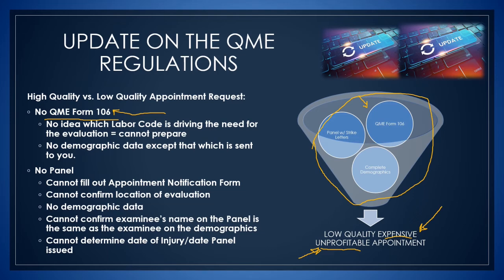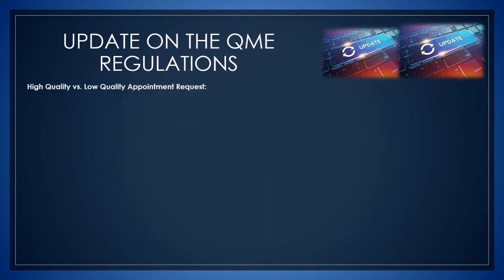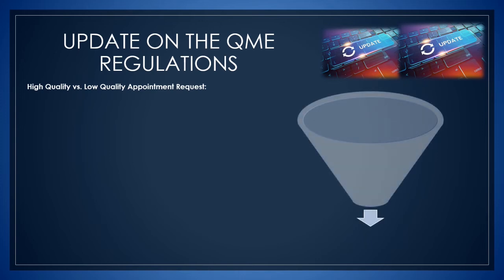Again, like what happened to my staff in the example that I shared with you in the last graphic, we were not able to confirm that the examinee's name on the panel is the same as the examinee on the demographics. We cannot determine the date of injury or the date of panel issued, and can't determine whether or not the strike process is taking place in a timely fashion, all of which serves to escalate the cost of this evaluation, thereby diminishing the profitability of the evaluation. Okay? So those are missing pieces of data that raise a red flag for you as to the quality of the appointment.